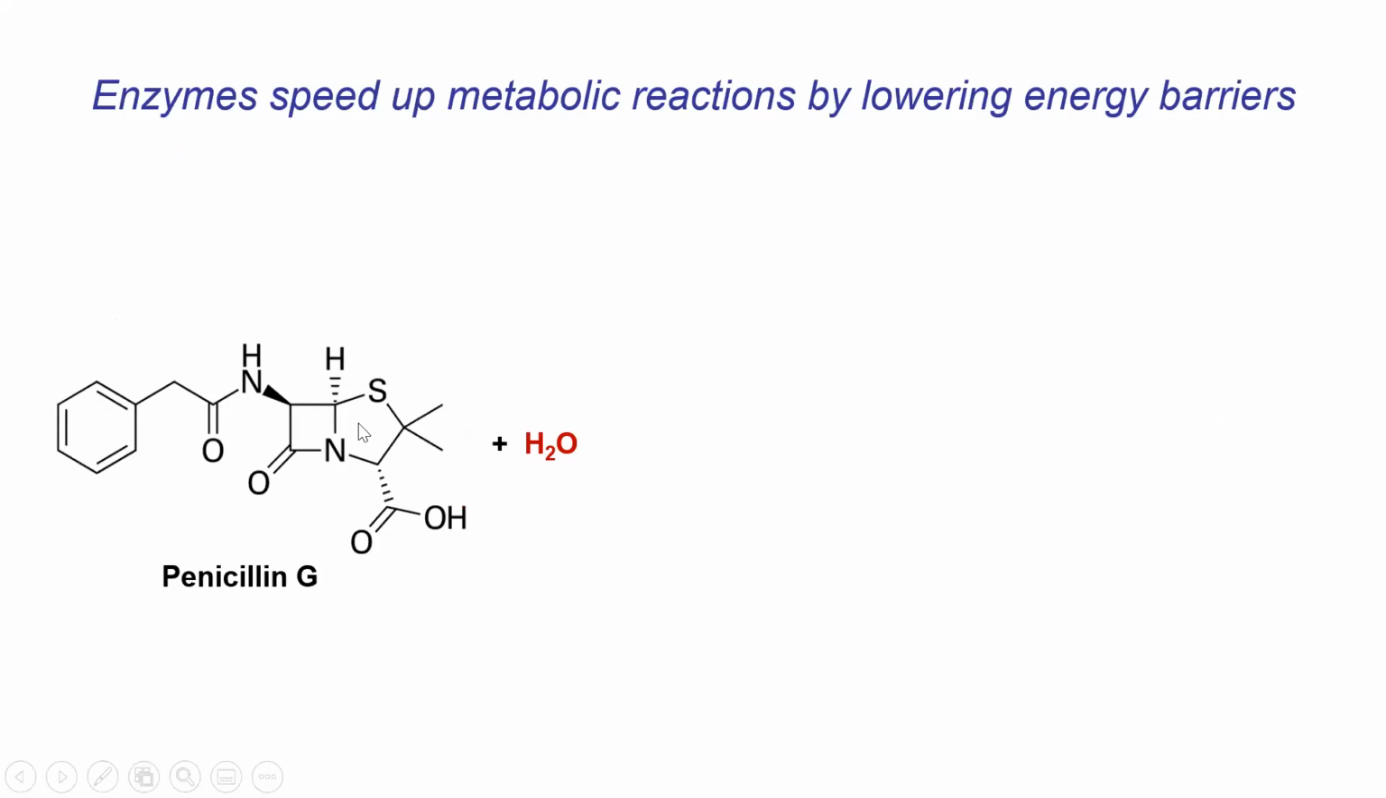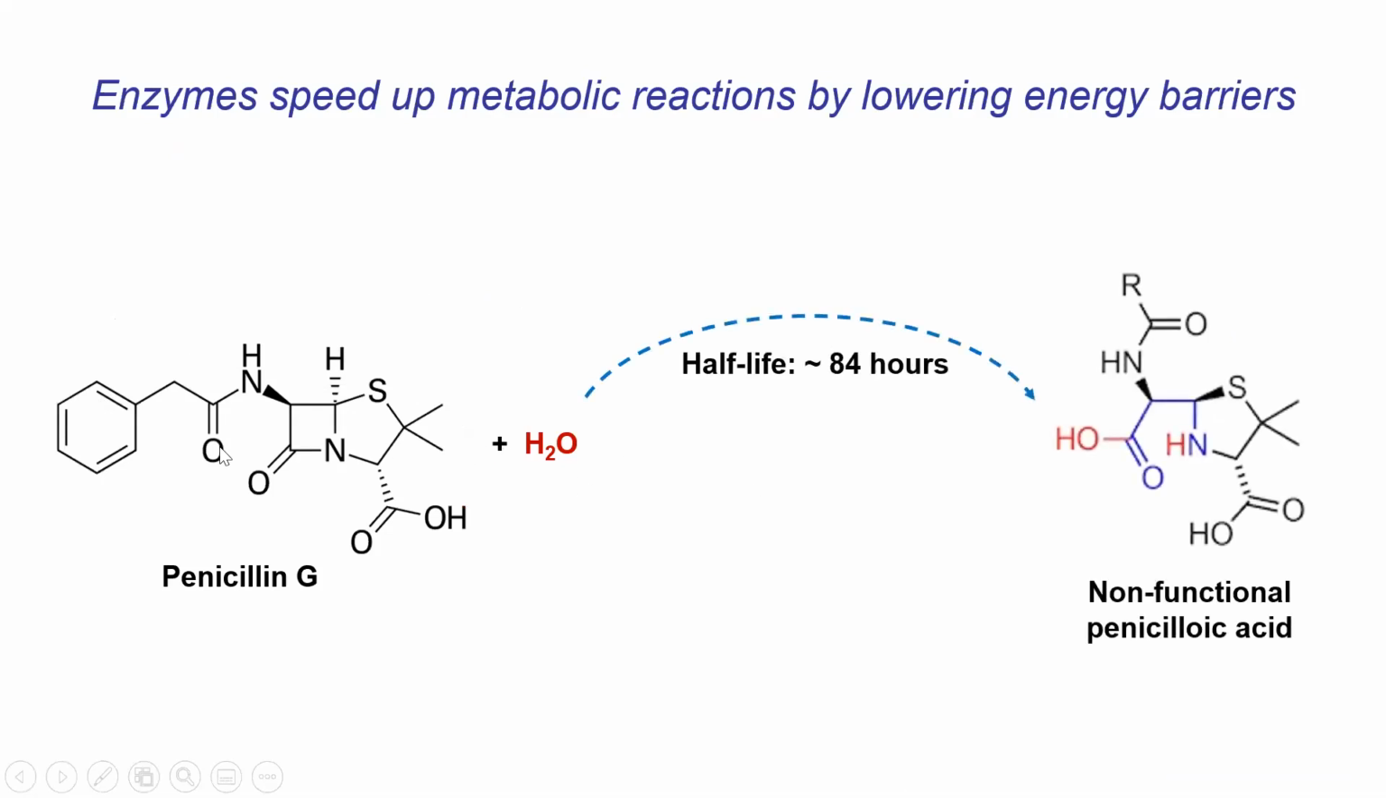Penicillin is a drug, and it does degrade slowly. Its half-life in an aqueous solution is about 84 hours. But if you think about it, the average bacterial cell only lives and divides maybe every 20 to 30 minutes. So normally this drug is stable enough, and it's not a big deal that this happens.